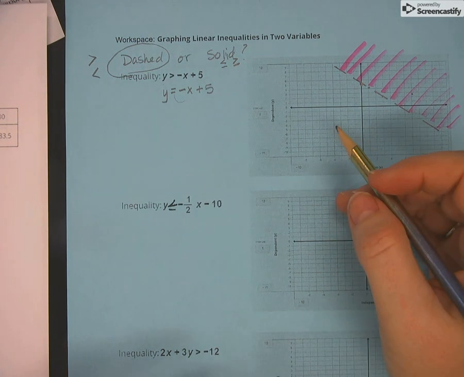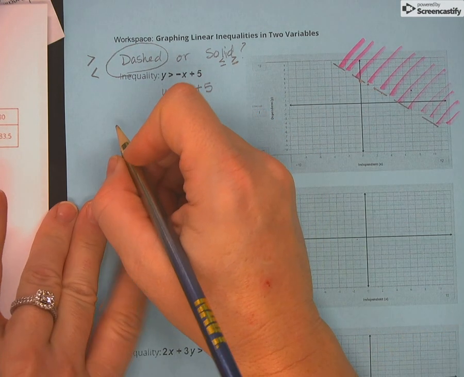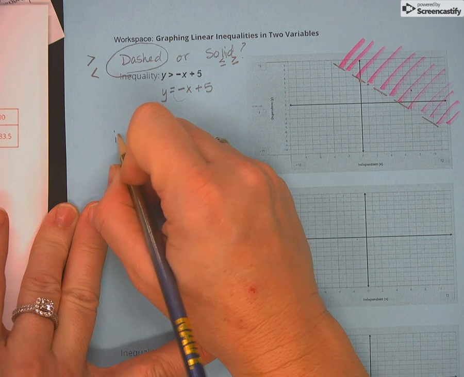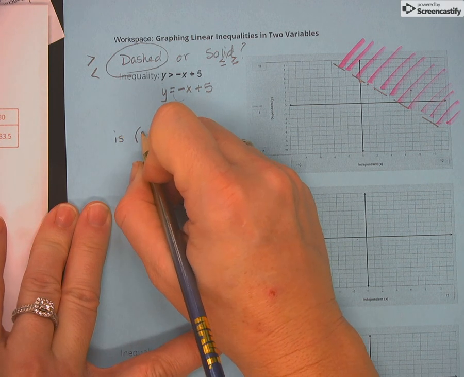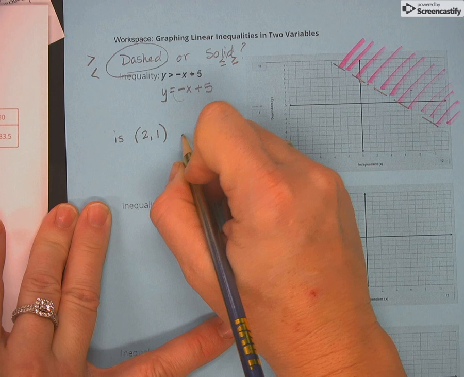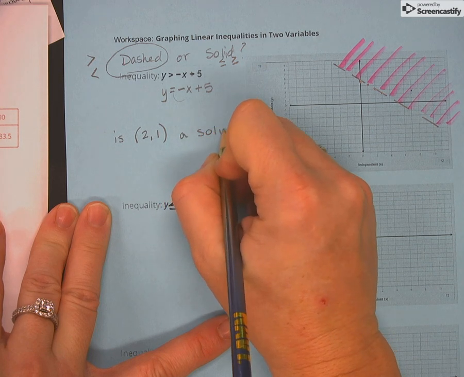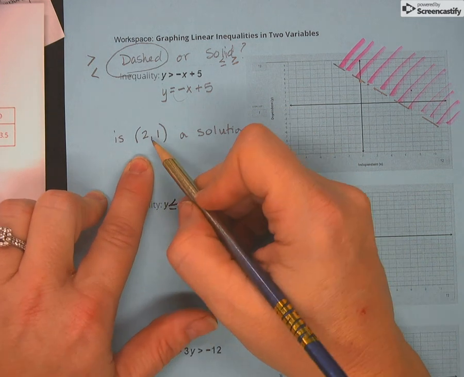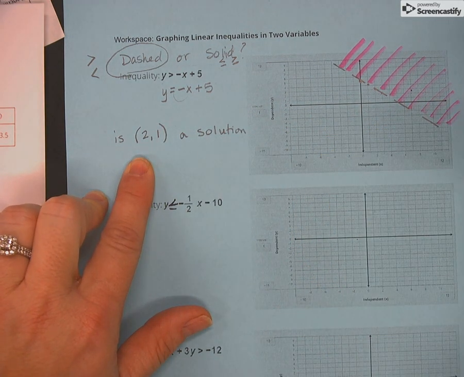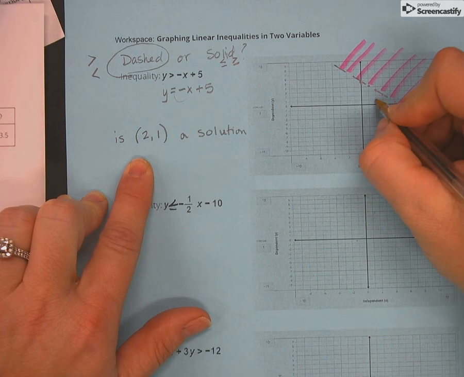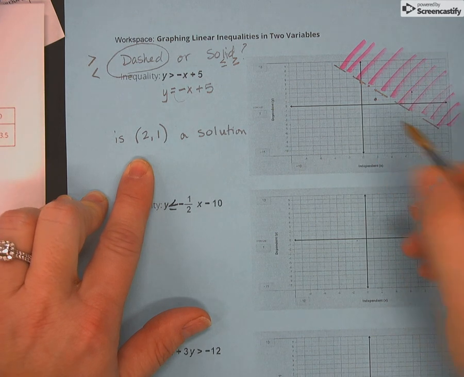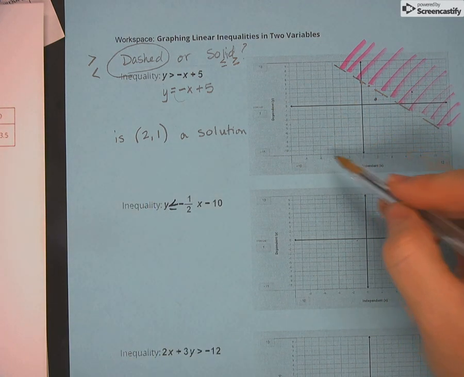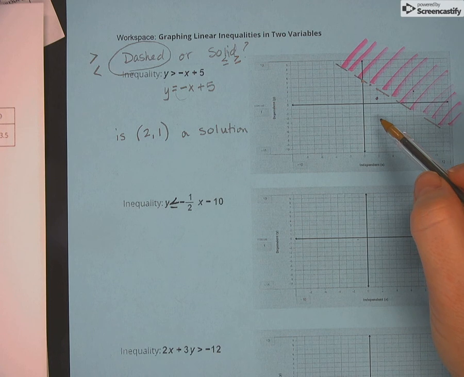Now you will also have some questions that look like this. It might say, is the point (2, 1) a solution? Okay, so to figure that out, you can look at the graph. (2, 1) would be right here. And since it doesn't fall in the shaded region, we would say it's not a solution.